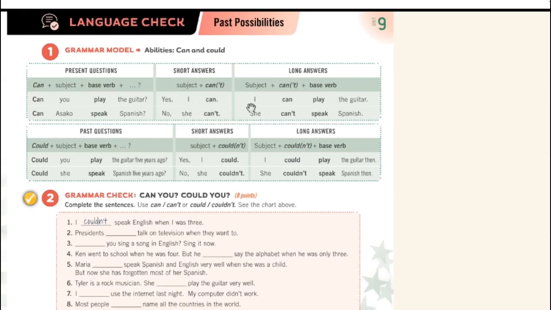Yes, I can. Or yes, I can play the guitar. No, she can't. She can't speak Spanish. 여기서 no 들어가면 괜찮아요? No, she can't speak Spanish. 그렇게도 얘기해도 돼요. This answer is a long answer. This is a short answer. Okay. Sometimes a short answer is totally fine. And sometimes a long answer is better.